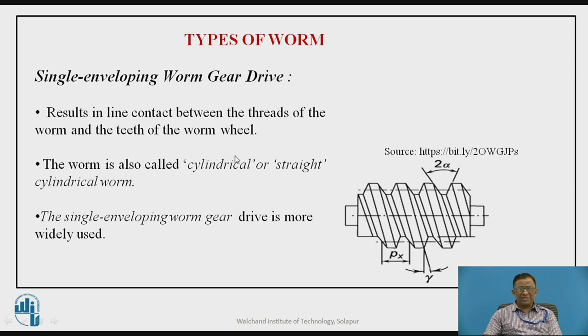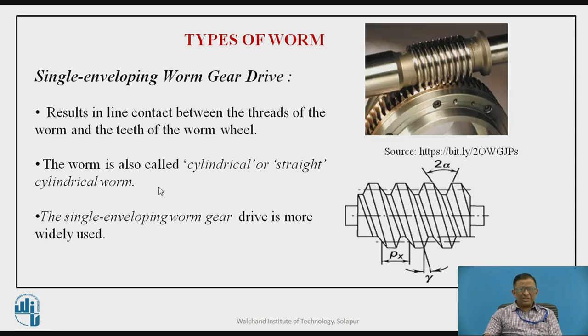If I take a single enveloping worm gear drive, as shown over here, it is a worm having a straight cylindrical blank on which the helicoidal thread is cut, which meshes with the teeth of the worm wheel. That establishes a line contact between the meshing portions, and that line contact is transporting heavy load, and that's why the contact pressure is considerably large. However, it is simple in construction and operation and low cost, so it is more widely used.